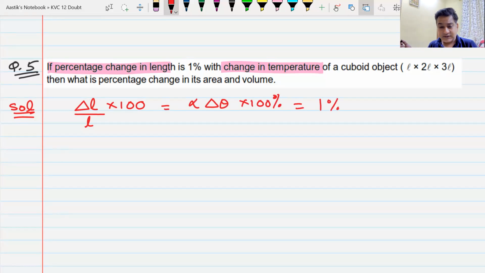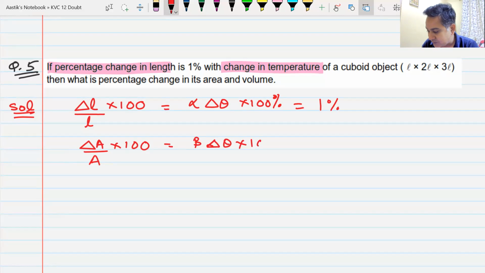Now, if I have to find out the percentage change in area, that will be delta A by A into 100. That basically becomes beta into delta theta into 100%. Now we know the relation between alpha and beta, everything else is same. Beta is 2 times alpha, so now the answer is 2%. Are we getting this?